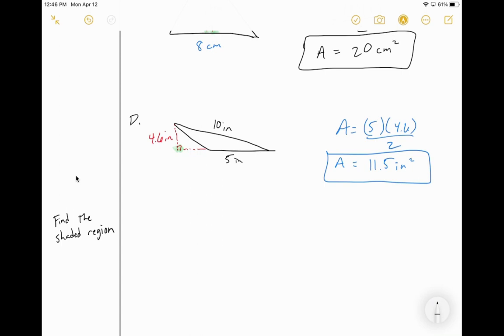Find the shaded region. Find what's there. Sometimes we have shapes, and the shapes have holes in them. So we're going to talk about what we do with a shape when the shape has a hole in it. What we're going to do, and the concept is very simple.